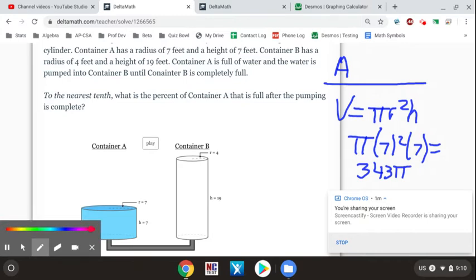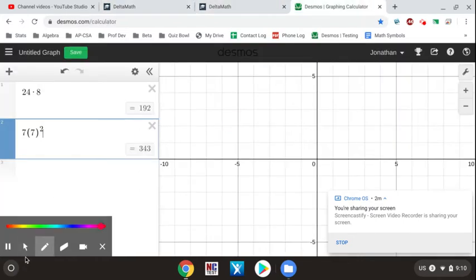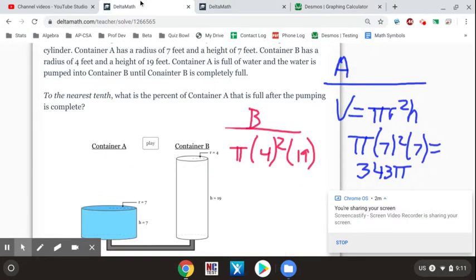Now let's go ahead and try tank B. Tank B is going to be in red here. So I'm going to use the same volume formula, pi r squared h. So it's going to be pi, this time 4 squared times 19. And then we'll go back to Desmos. And I need 4 squared times 19. And that is 304. And once again, in terms of pi, I'm just going to leave it as 304 pi.